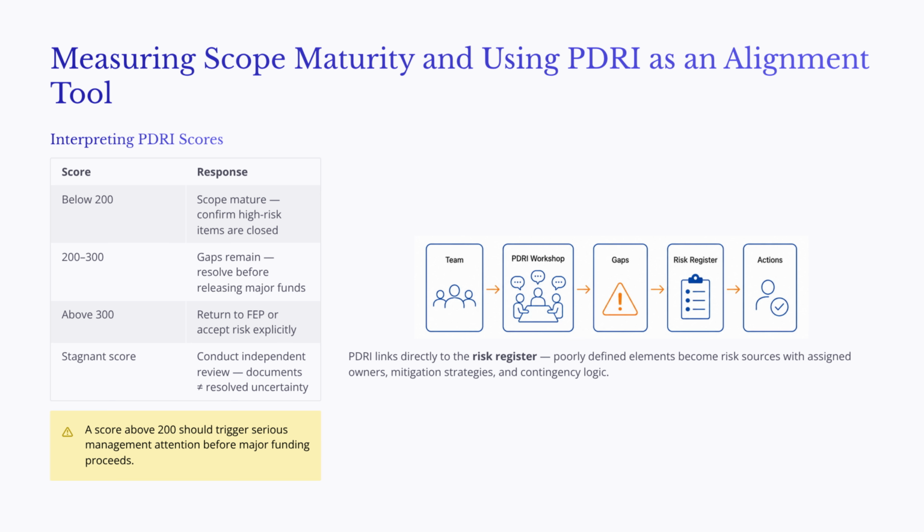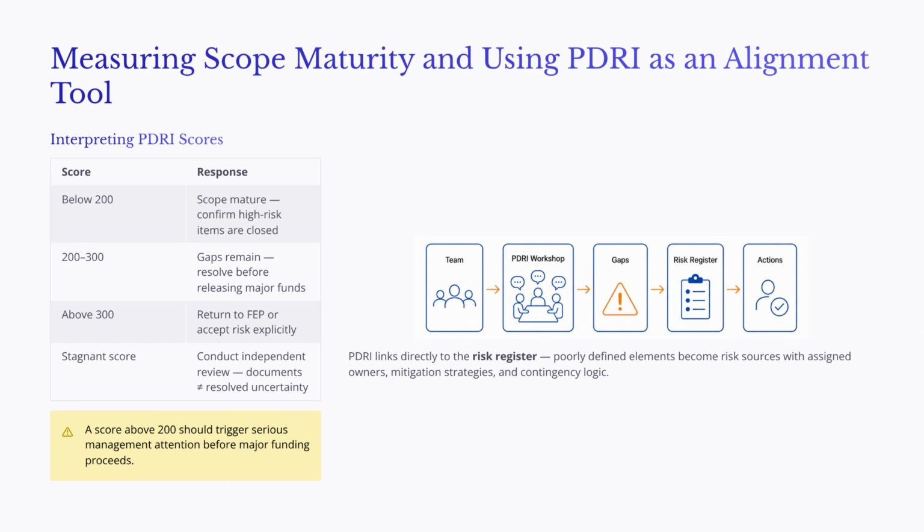A score between 200 and 300 suggests that important definition gaps likely remain. In that case, the owner should identify the highest weighted gaps and resolve them before releasing major funds. A score above 300 indicates weak scope maturity for a major commitment. The project may need to return to additional FEP work, revise its funding request, or proceed only with explicit executive acceptance of risk. A stagnant score is also a warning sign. It may mean that the team is producing documents but not actually resolving uncertainty.